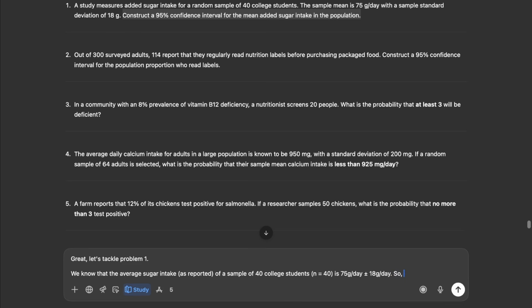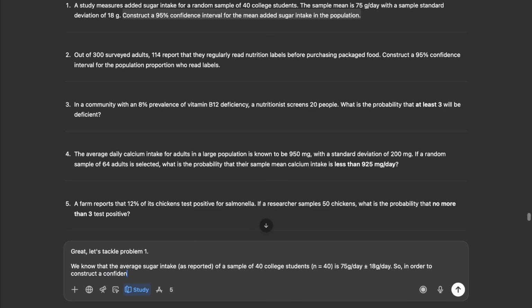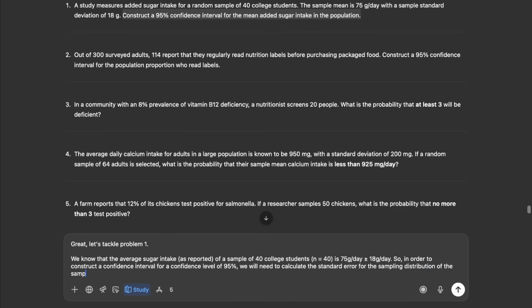So, in order to construct a confidence interval for a confidence level of 95%, we will need to calculate the standard error for the sampling distribution of the sample mean. Okay, so what does any of that mean?